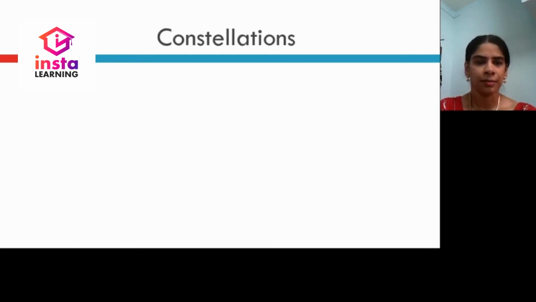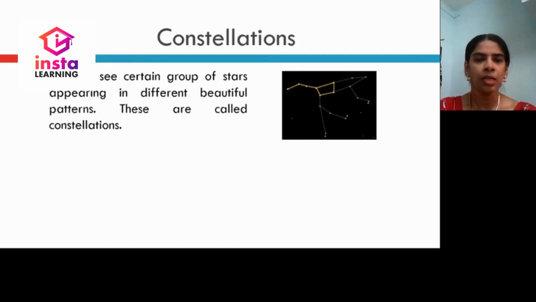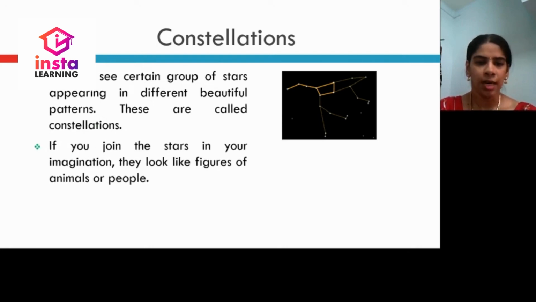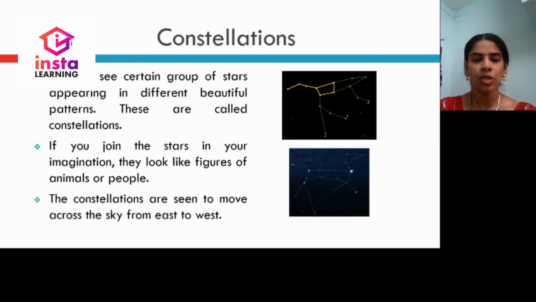Constellations. We can see certain group of stars appearing in different beautiful patterns. These are called constellations. If you join the stars in your imagination, they look like figures of animals or people. The constellations are seen to move across the sky from east to west direction.